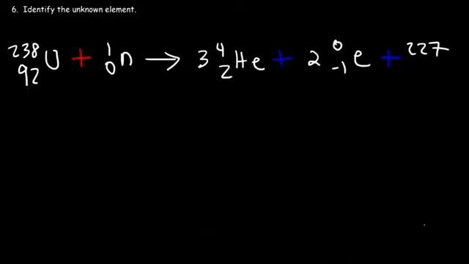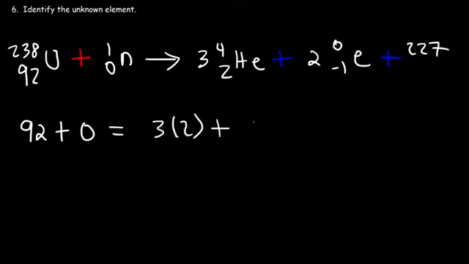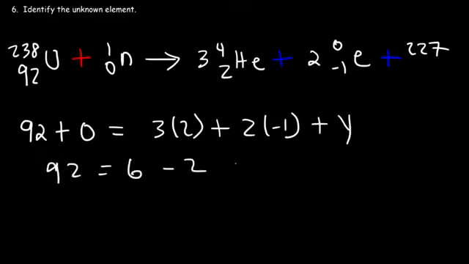Now let's calculate the atomic number of the unknown element. Focusing on the bottom numbers, on the left it's 92 plus 0, and that's equal to 3 times 2 plus 2 times negative 1 plus some unknown value y. 3 times 2 is 6. 2 times negative 1 is negative 2. And 6 minus 2 is 4.